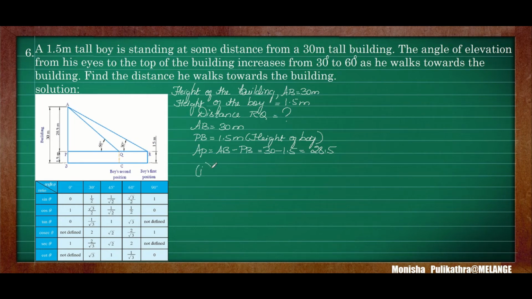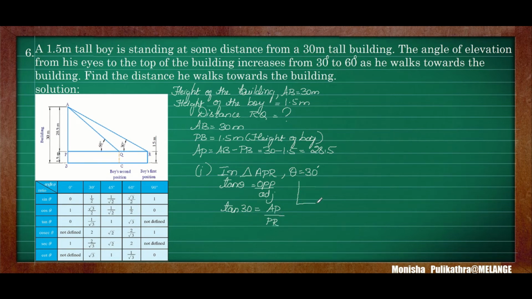So next, in the first case, we need to take the triangle APR. In triangle APR, the angle taken at R is 30 degrees. Here the opposite side is given, and we have to get the distance of the adjacent side. So opposite by adjacent is tan theta. So tan theta is equal to opposite by adjacent. The theta value is given, that is 30 degrees. So tan theta is equal to the opposite side, AP, over the base side, that is the adjacent side, PR.